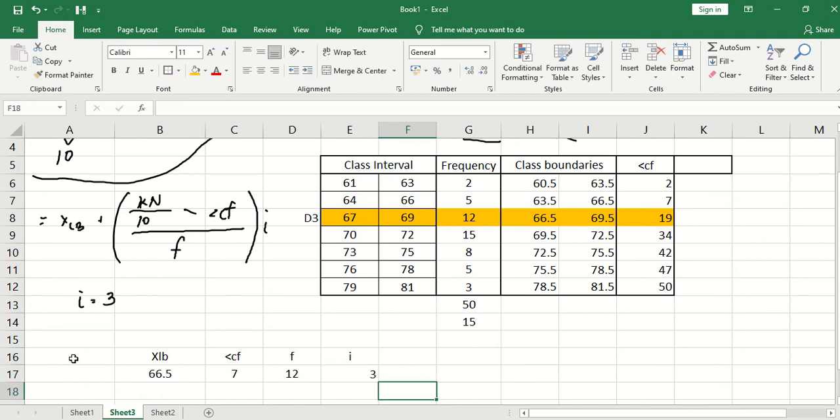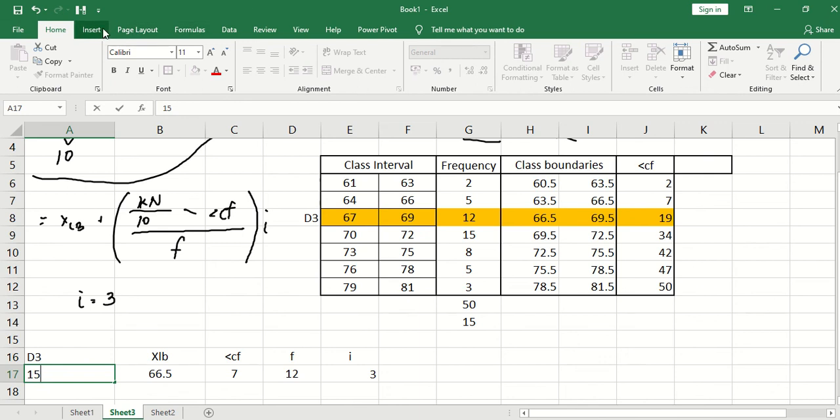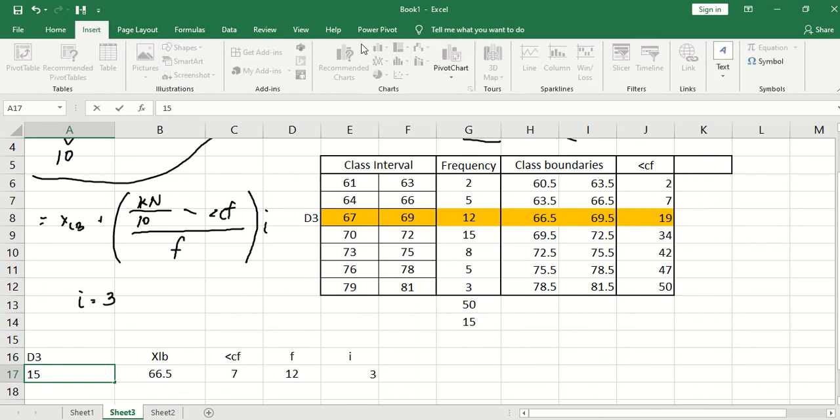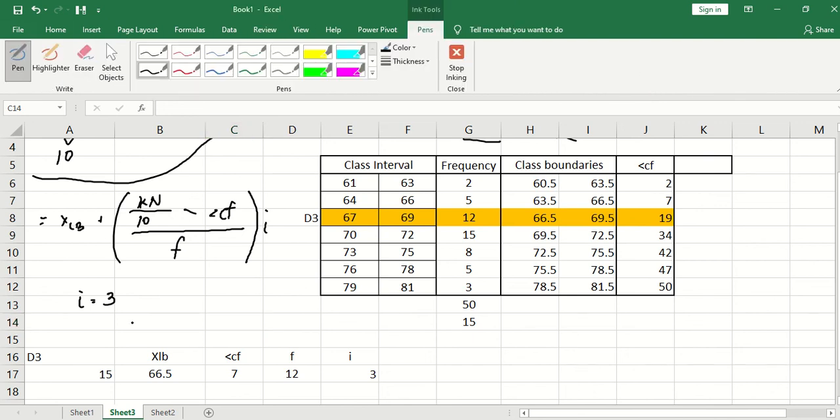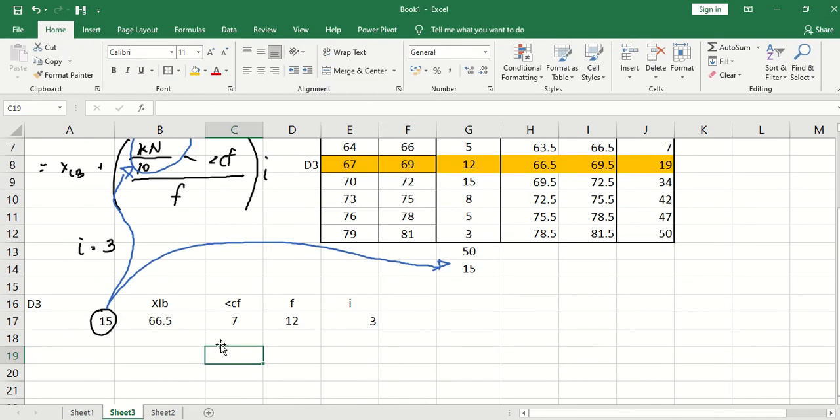Then let's proceed. Let's put our third decile, assuming the third decile is 15. Where did we get this? From what we did here. Let's review. Here, it was obtained from this. Or we can say that this one is the value of this. So next, having all the needed variables, let's compute for the third decile.